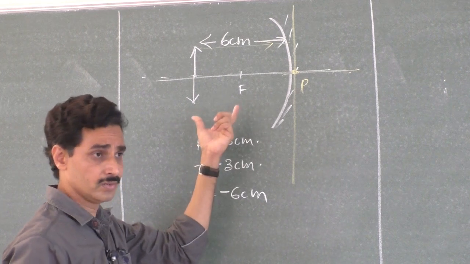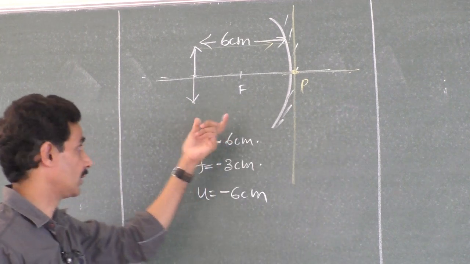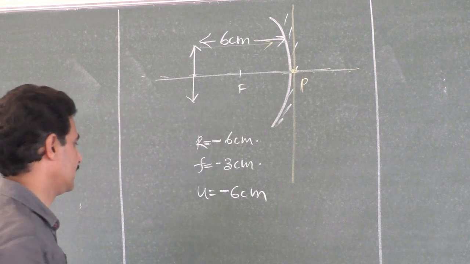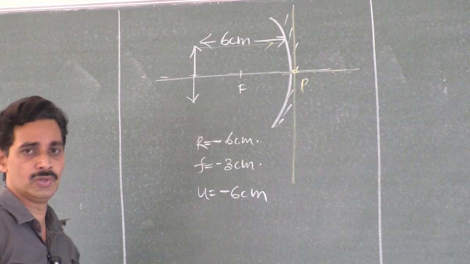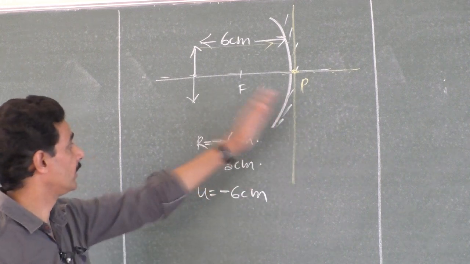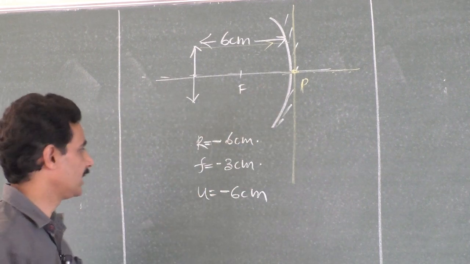Simply we are solving it now. We will check whether you get 6 centimeters or not. Image distance should be 6 centimeters. And finally, you should get the image distance also as negative. You know why it is so. Because the image is formed on the same side, so it should also be negative.